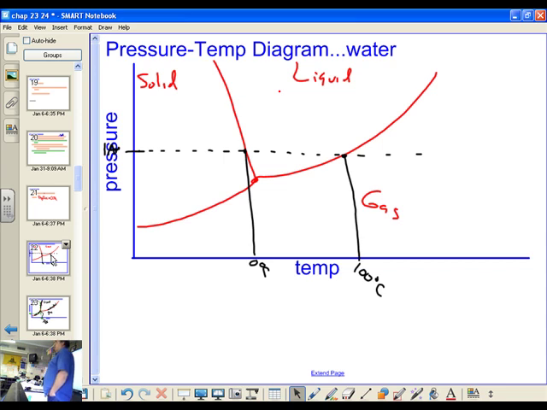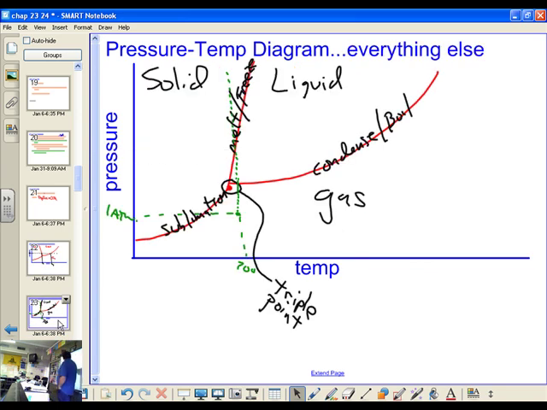It boils at a lower temperature, but it freezes at a higher temperature. This is unique about water. When you remove pressure, the melting point goes down. Most substances, when you reduce pressure, the melting point goes up; for water, it's the opposite. Most substances, notice if I take pressure off, it goes down.